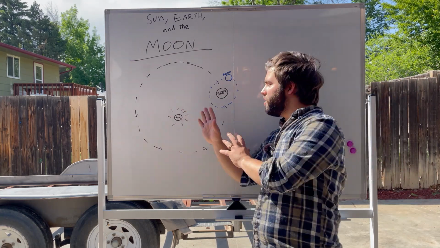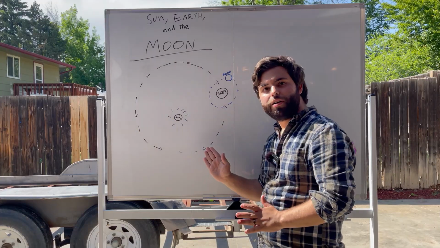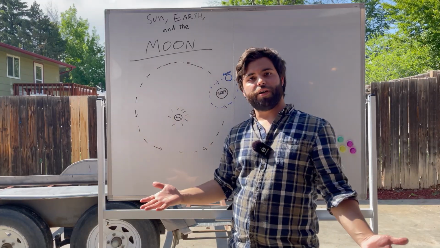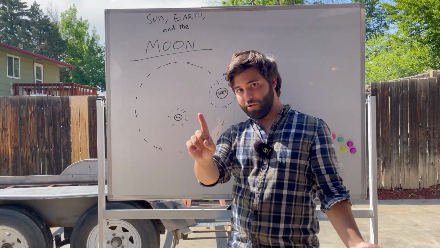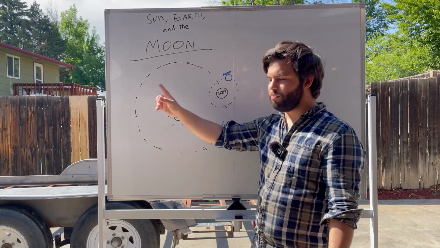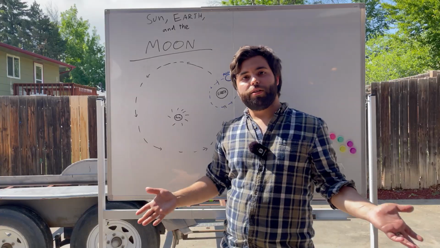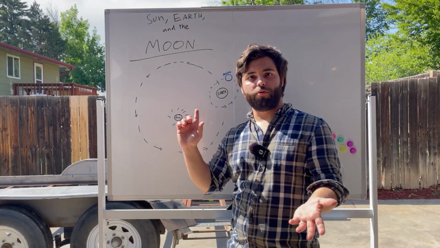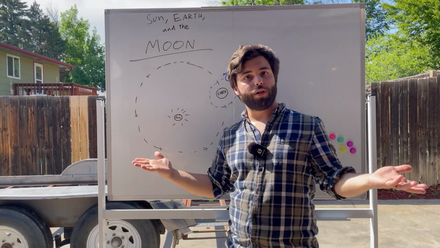So out in space, the Earth is going around the Sun. It takes about 365 days for that to happen, or about 1 year. But meanwhile that's happening, the Earth is also spinning around as it moves around. And this is where we get days from. It takes about 24 hours for the Earth to spin once, and that's what we call a day.